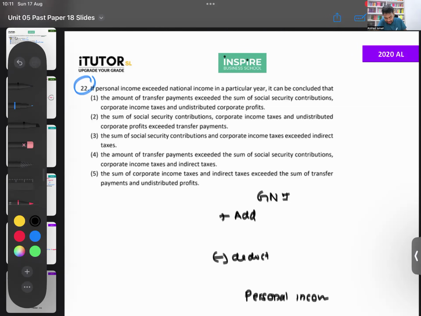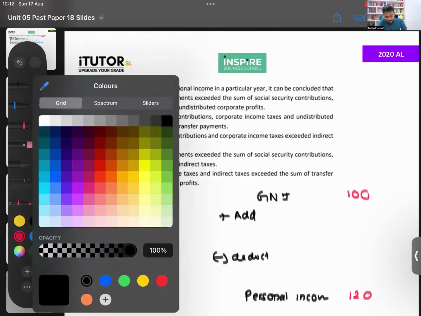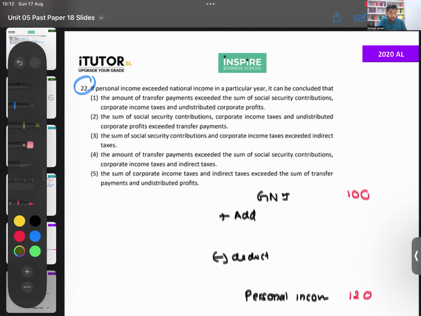So can you just tell me, Lamai, they are saying personal income exceeded national income. Let's say, for example, personal income is 120 billion. National income is only 100 billion. Just put some numbers below. Personal income is higher than the national income. So what can you tell about these things that you added and deducted, Lamai? Which one do you think would have been higher? What you added or what you deducted?